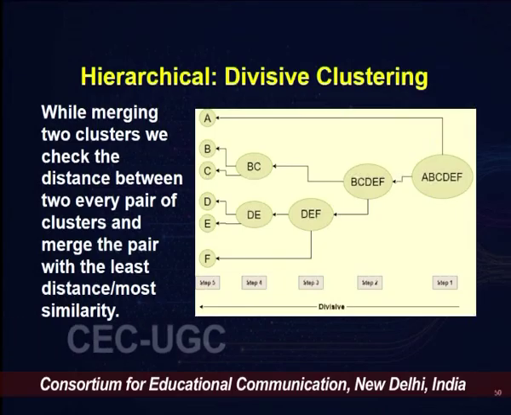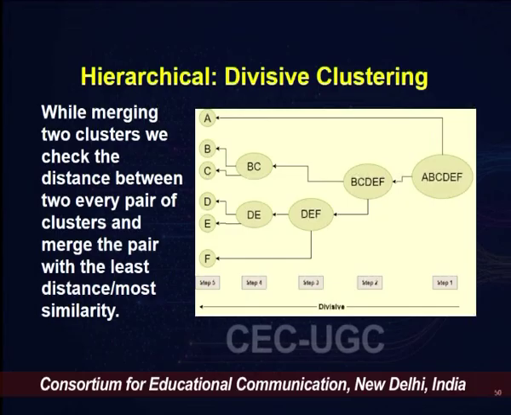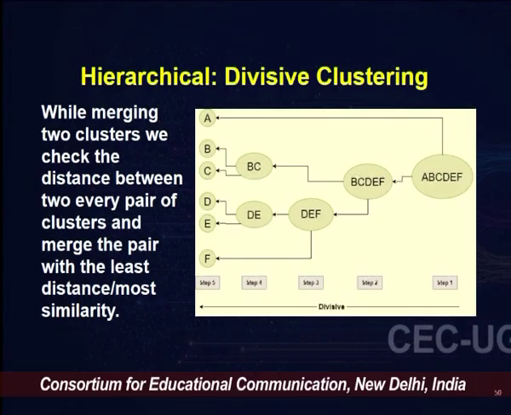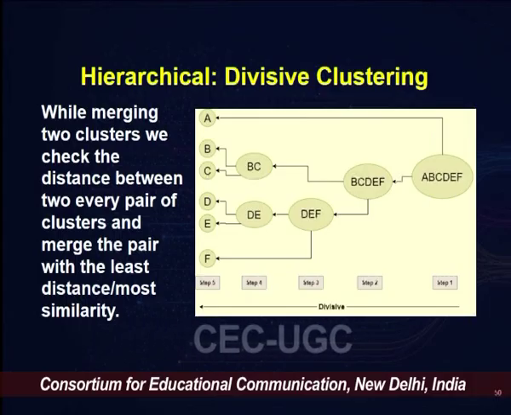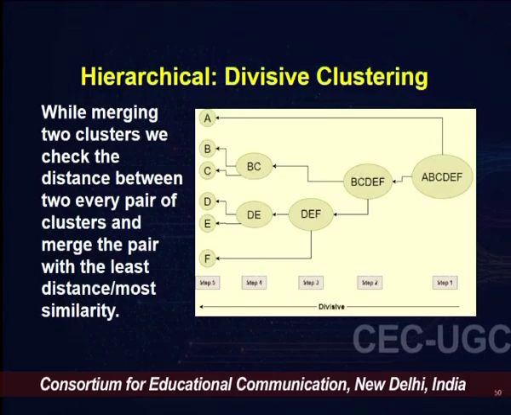While merging the two clusters, we check the distance between every pair of clusters, and then we merge the pair with the least distance, or the most similarity. Now, we would also talk about something called dendrograms. As I told you, when we create clusters in both the top-down and bottom-up approaches, dendrograms were actually getting developed.